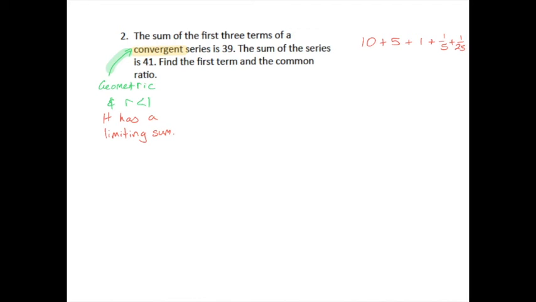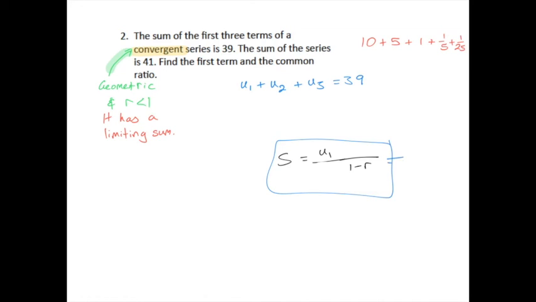So that tells us we are going to use this at some point. Oops, 1 minus r, apologize. The sum of the first 3 terms is 39. So in other words, u1 plus u2 plus u3. And the sum of the series is 41. And this one equals 41 because look at that sentence: the sum of the series. They haven't told me how many terms. Therefore, they must have meant the whole infinite series. Does that make sense? Okay, so all of that is 41.